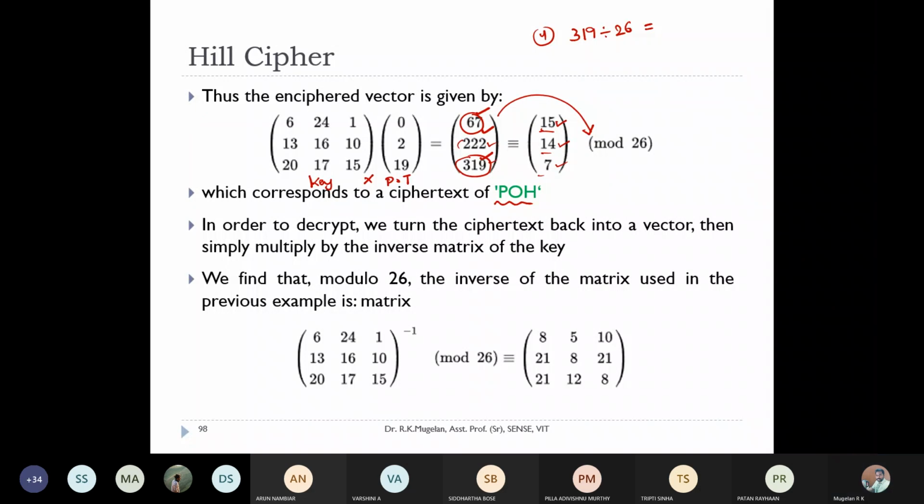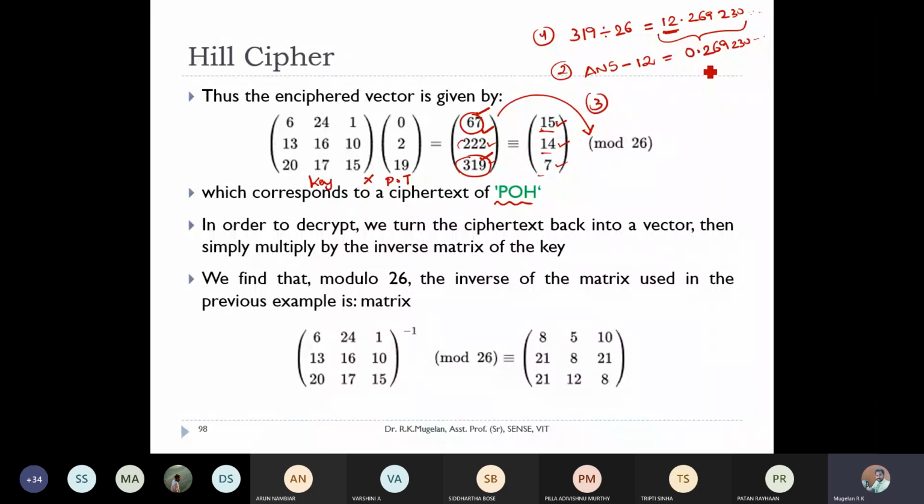What is the answer you're getting? You can use the chat or unmute and tell. 319 divided by 26, you'll be getting 12.269230 and it goes on, right? Fine. Second step: remove the whole number part. If you are using a scientific calculator, subtract 12 from this entire answer. You'll get 0.269230 and it goes on, right.